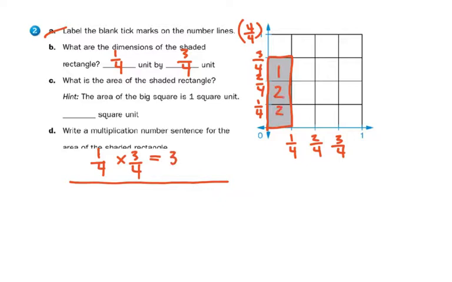There's 3 shaded. How many total? 4 times 4 is 16. If you counted each one of these, there would be 16 of them. So what is the area? It is 3/16.